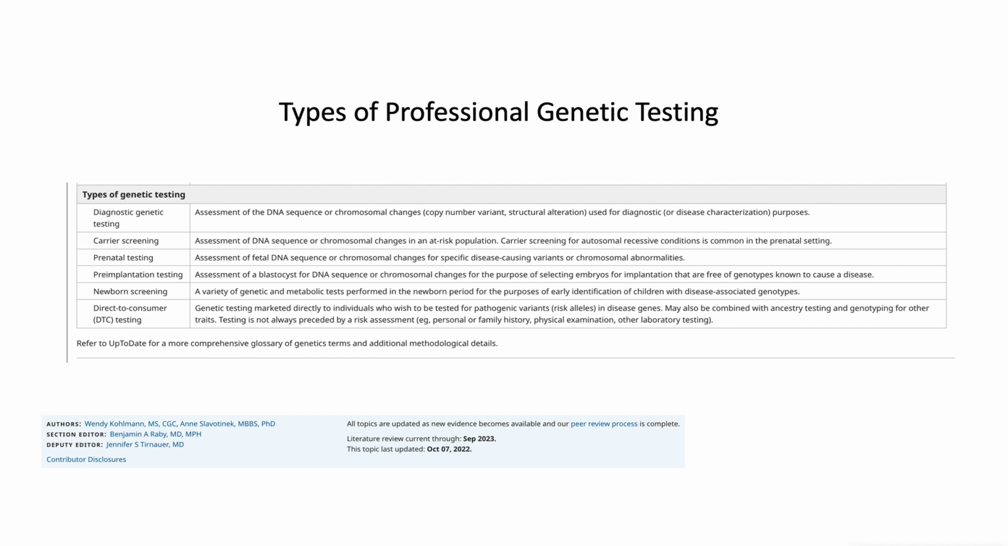On the other hand, let's talk about professional genetic testing. This is a chart I lifted out of UpToDate, but it talks about the typical kinds of professional genetic testing. So in that left column, you'll see diagnostic genetic testing, assessment of the DNA sequence or chromosomal changes or copy number variant, structural alteration used for diagnostic or disease characterization purposes. Carrier screening, prenatal testing, pre-implantation testing, newborn screening, and then, of course, the direct-to-consumer that we've already talked about.